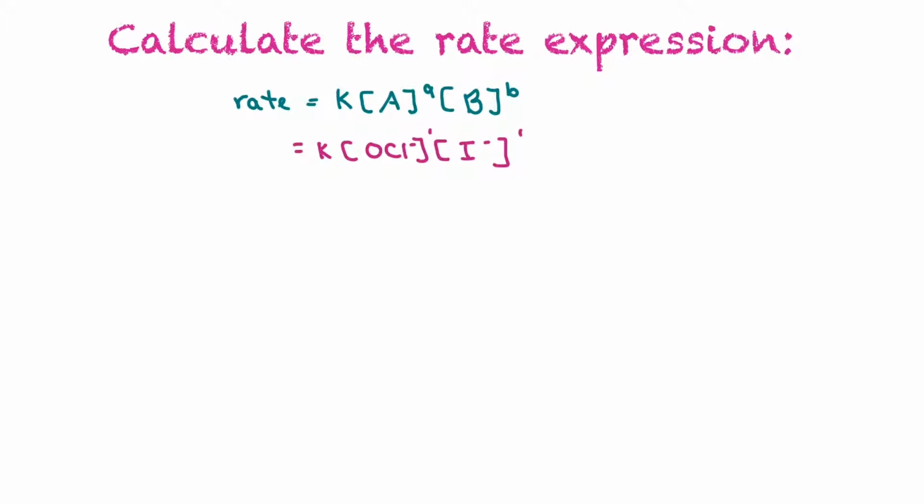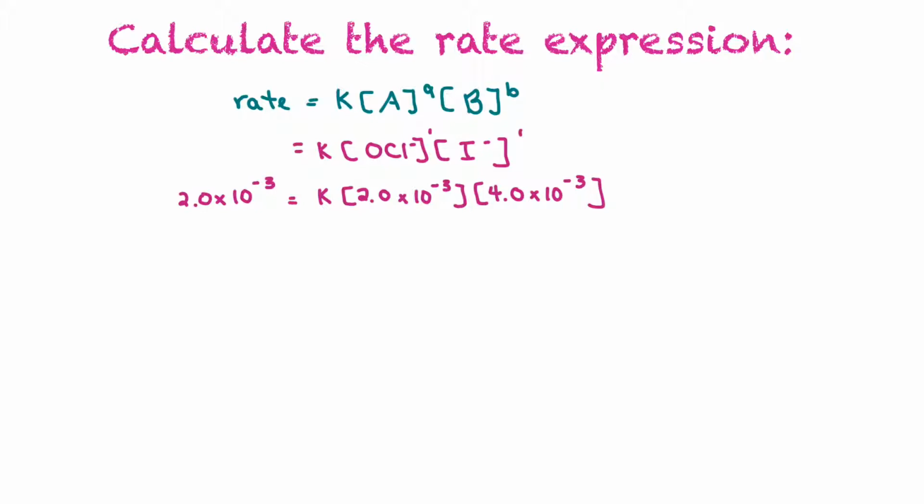Now we can take that and find out what the value of K is by substituting in data. So now we can plug our values in. So the rate was 2.0 times 10 to the minus 3. And that's equal to K times, and we put in the values, the concentration of hypochlorite was 2.0 times 10 to the negative 3, times 4.0 times 10 to the negative 3 for the concentration of iodide.